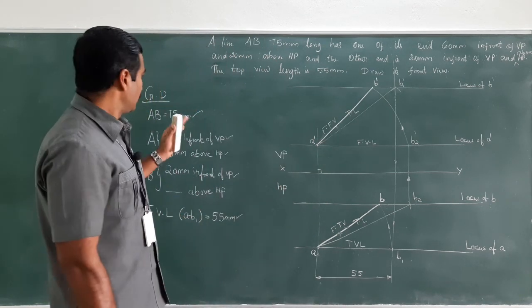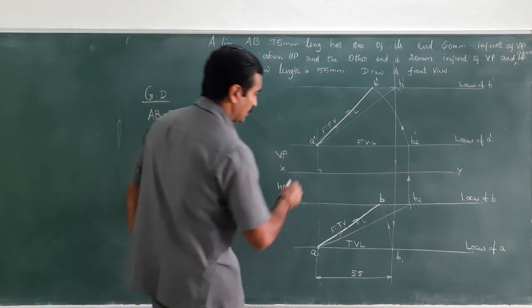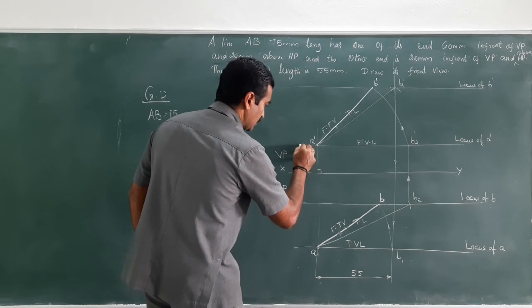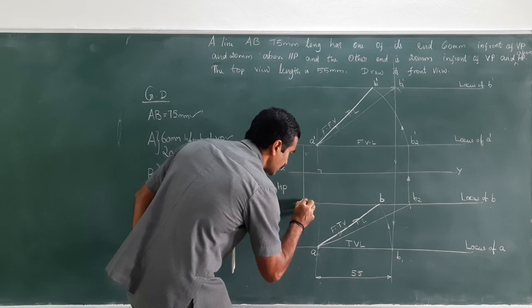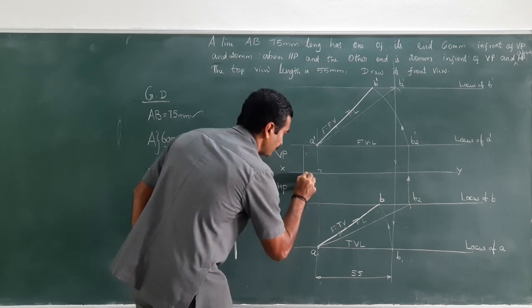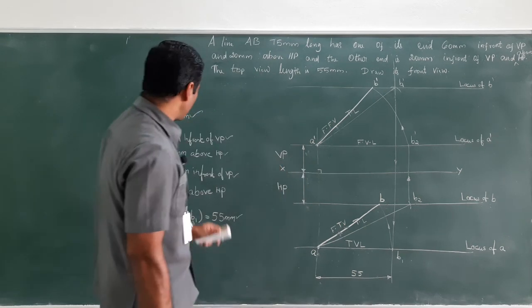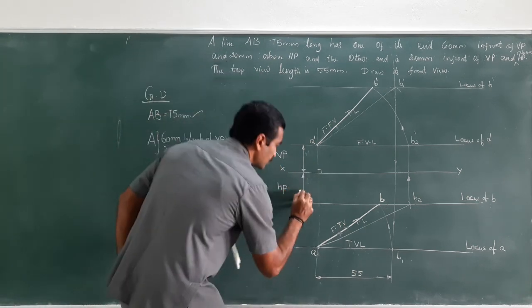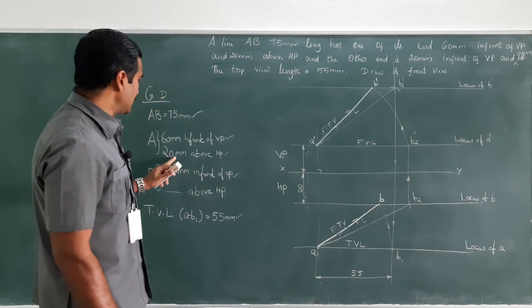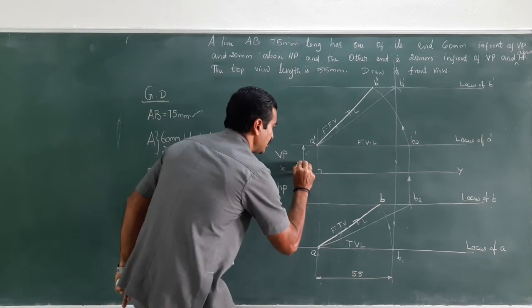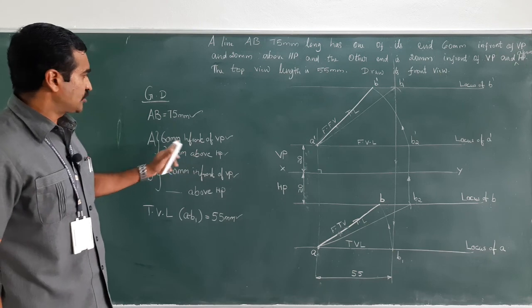What is next? We will have to capture all the dimensions in the drawing. So let me just draw the dimensions here. Let me just mention the dimensions here. So for the locus of B, which is 20 mm, isn't it? So 20 mm. And for the locus of A, which is 20 mm above HP, again 20 mm. And 60 mm in front.